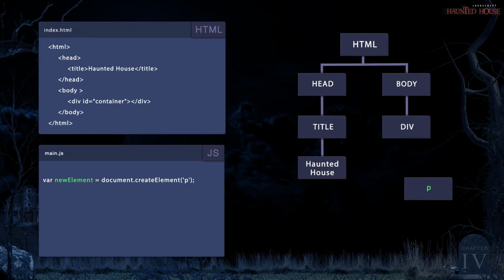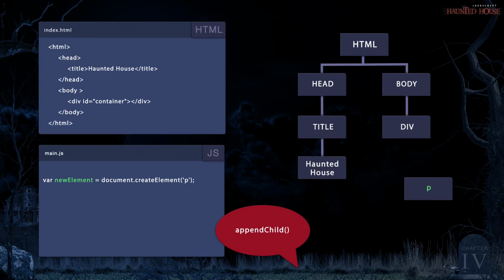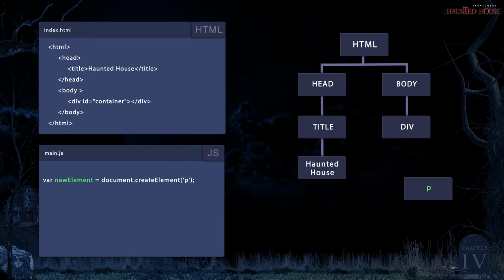That's when we need the appendChild method. AppendChild appends an element to another. The first step is to select the parent element. We will use the getElementById to select the div tag with the ID container. Now we just need to tell JavaScript what to do.